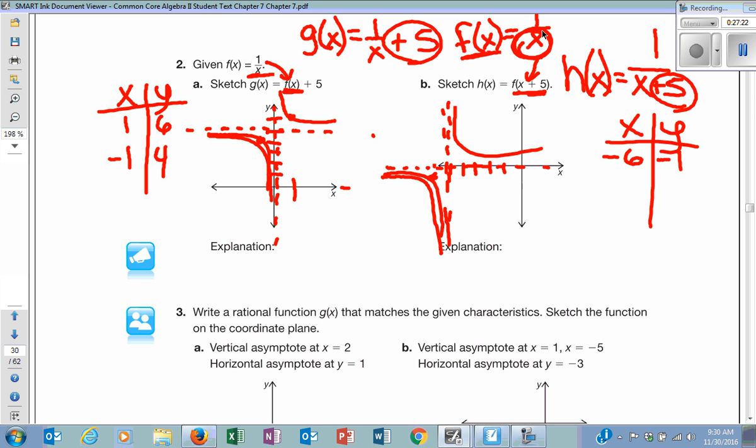Try 1 to the right of it, not 5, but negative 4. Negative 4 plus 5 is 1. 1 over 1 is 1. Boom, in the section I thought it should be in. Remember, it's just quick sketches.